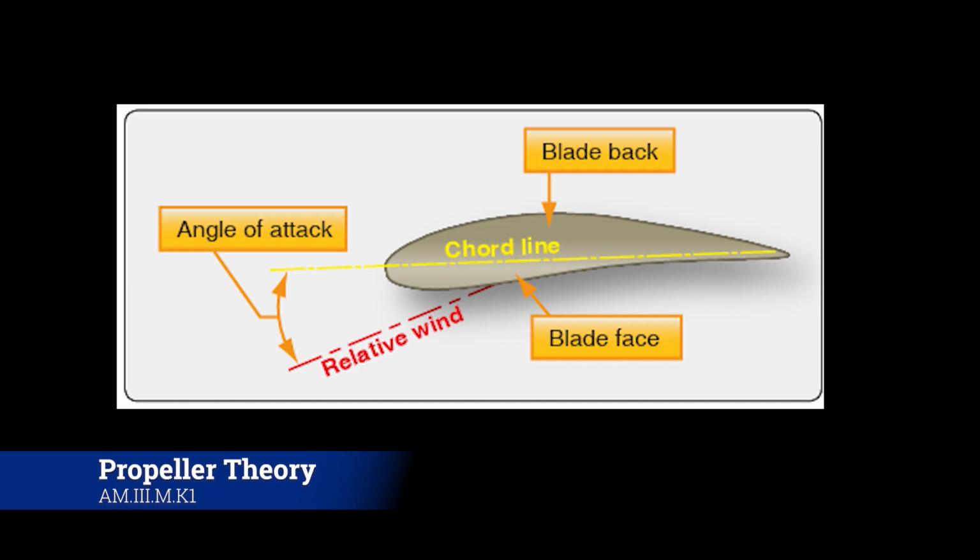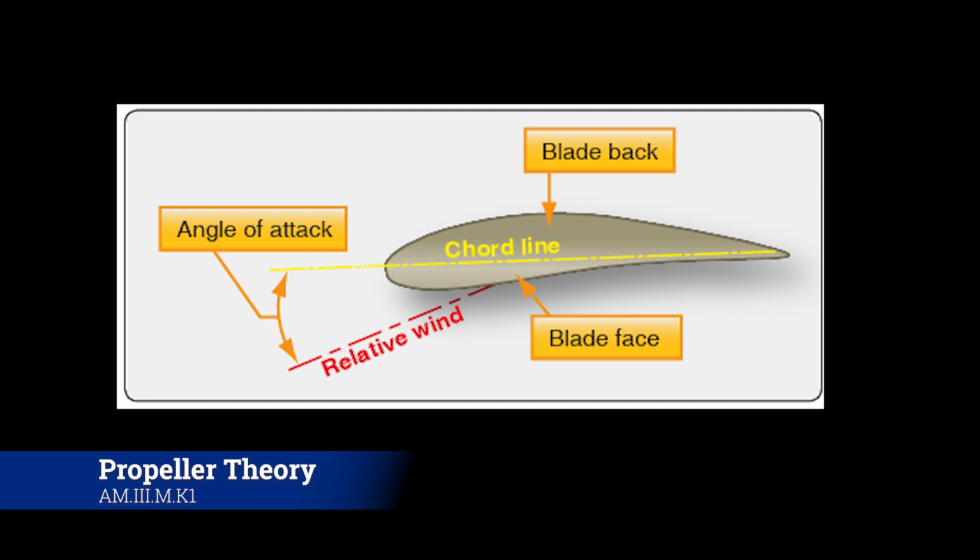All right, this is a cross section of the propeller. You can see the blade back and the blade face have very different cambers. The reason being, if you remember back whenever we talked about wings, is that air hits that blade.